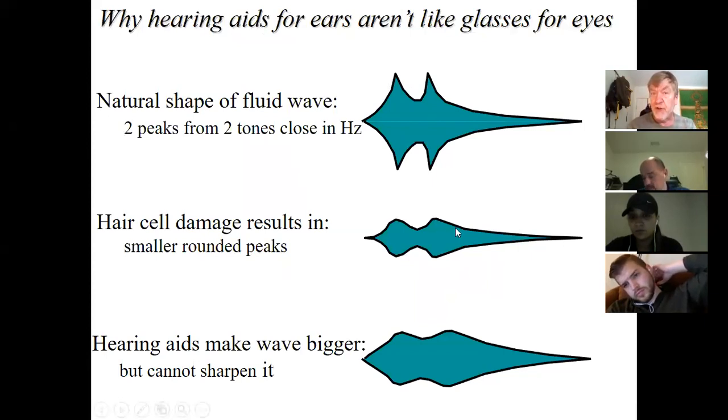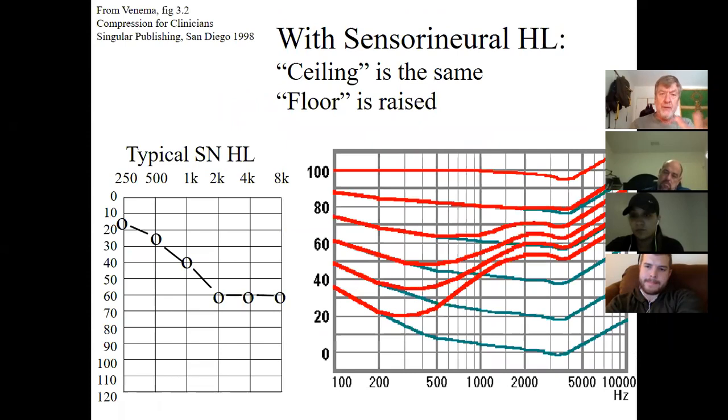Rip out your hair cells, and you've got the middle: smaller traveling waves, dull rounded peaks. Take pieces of plastic called hearing aids, put them on your ears. I've made this middle wave into a bigger one, but I have not restored the sharpness. That is gone. Okay? That's why people with hearing aids mix like oil and water.